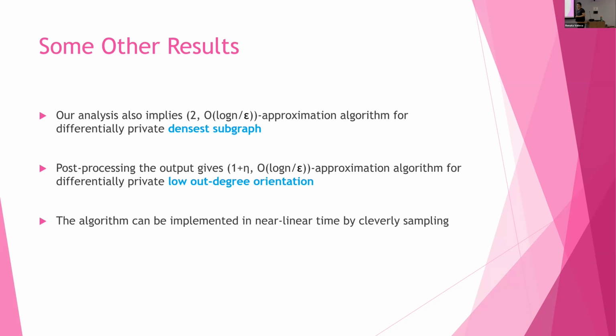And finally, we also showed that all of these results can be implemented in nearly linear time by some clever sampling ideas. So naively doing it, there are n nodes, and the do-while loop can run n times, so naively it will run in n squared polylog n time. And if you do the sampling of the Laplace distributions more cleverly, then you're actually able to implement it in near linear time, which matches the best known for non-private algorithms, which is very nice.